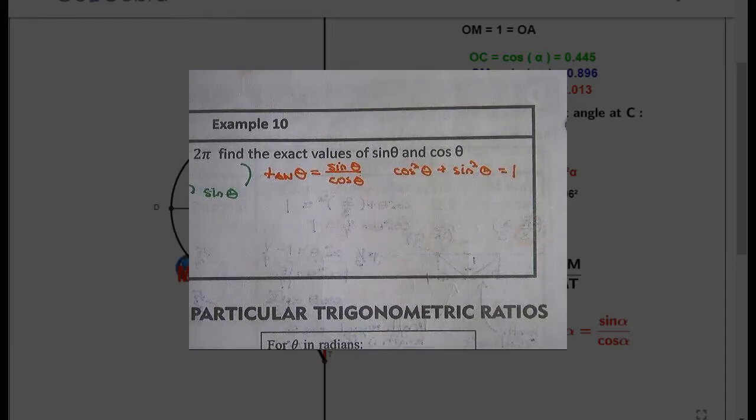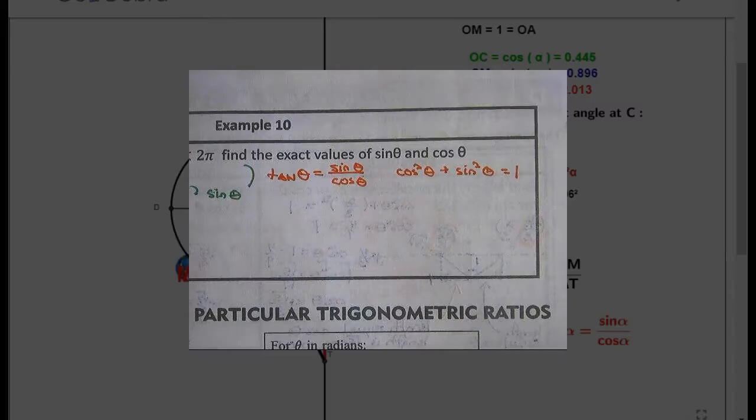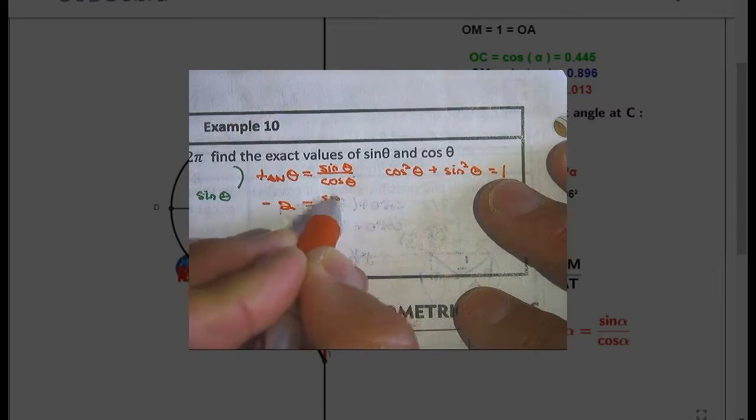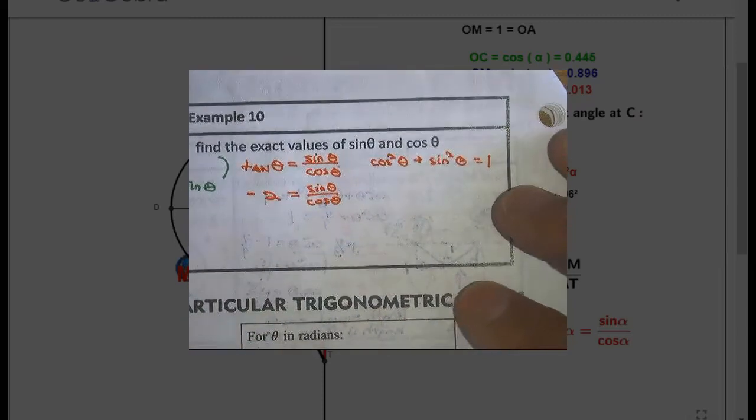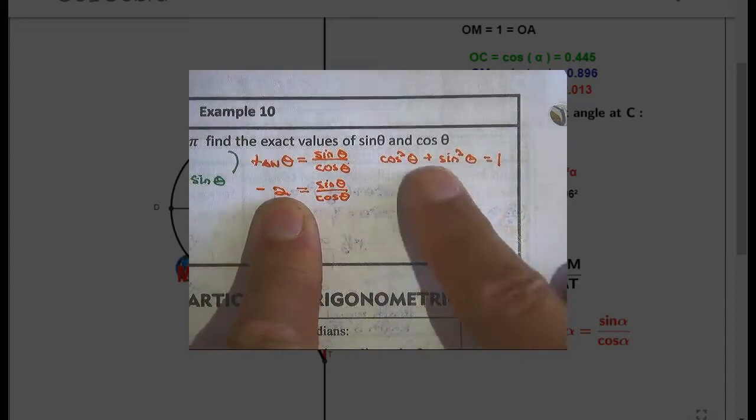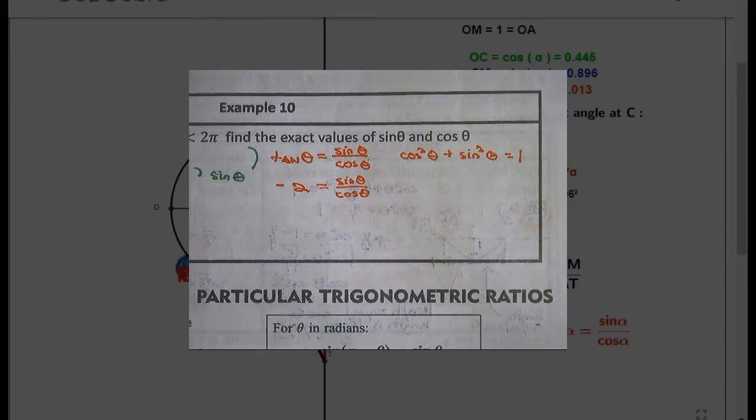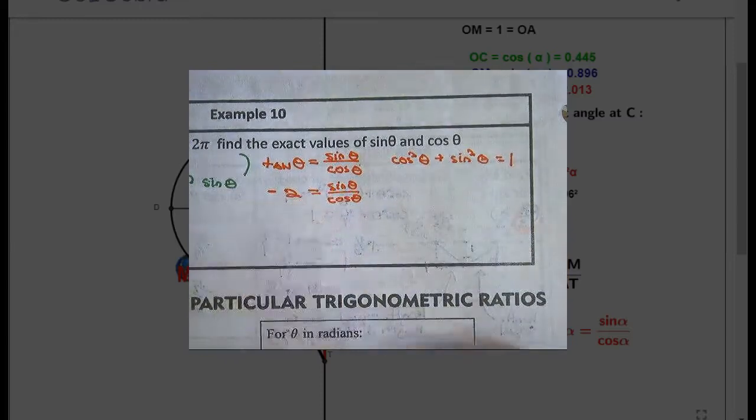All right, now, we know that the tangent is equal to -2. So I know this: -2 equals sine over cosine. Now, how can I use this equation on the left and this equation on the right to get the value of either sine or cosine? This is a system of equations. Here's one equation, here's the other.